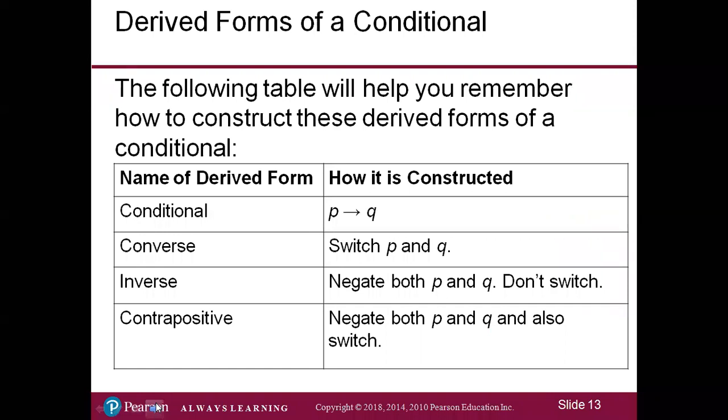The following table will help you remember how to construct these derived forms of a conditional. The conditional is always in the form of if P, then Q. Converse is to switch the P and Q. Inverse is to negate both P and Q, but don't switch. And contrapositive is to negate both P and Q and also switch.